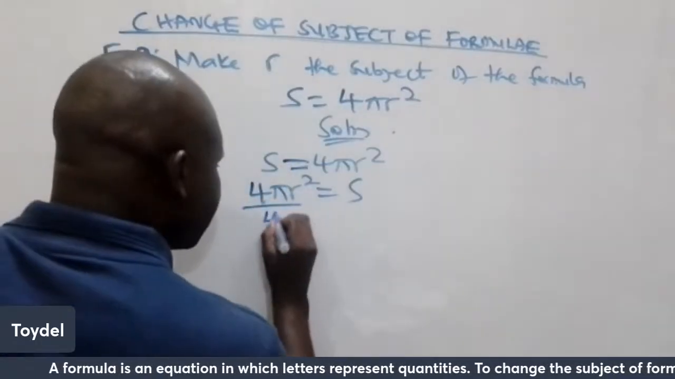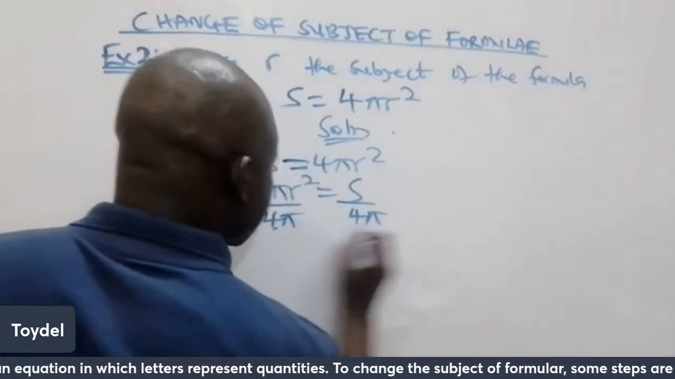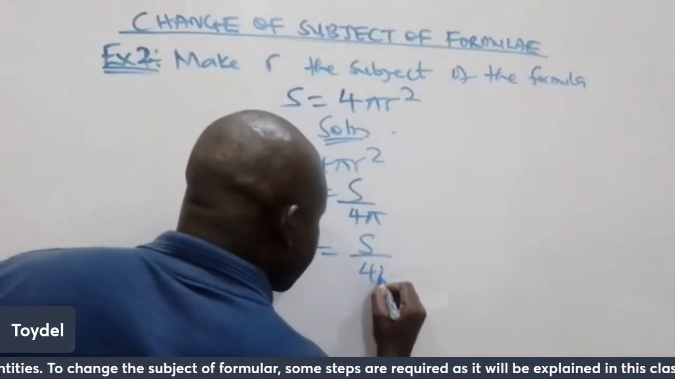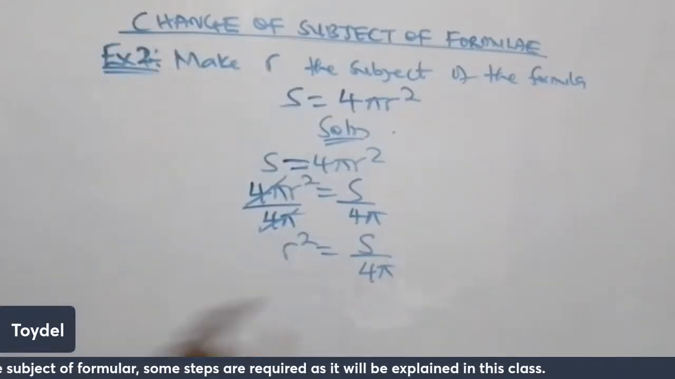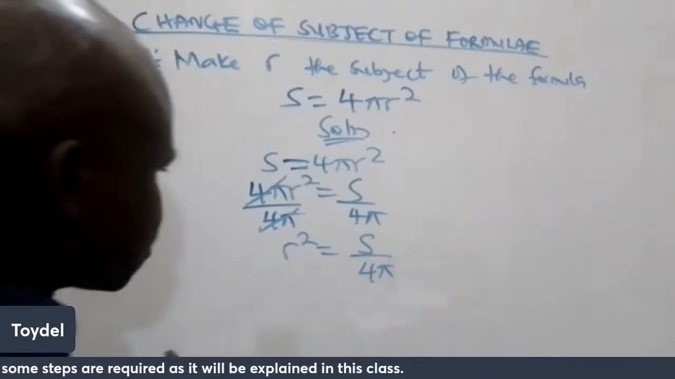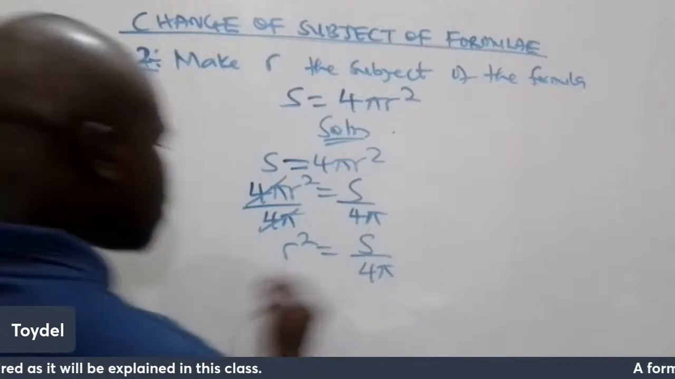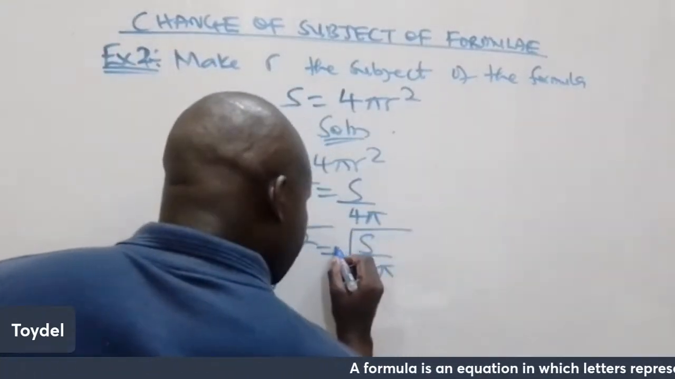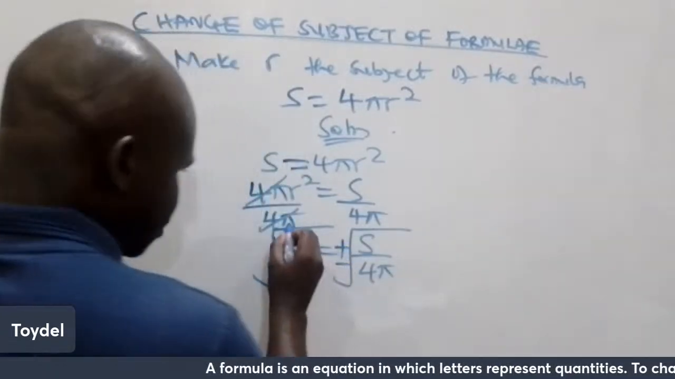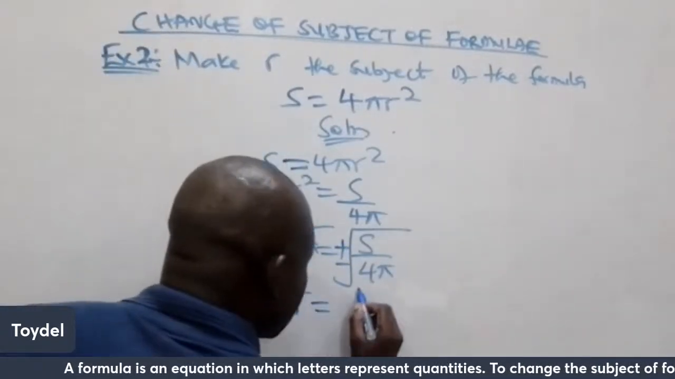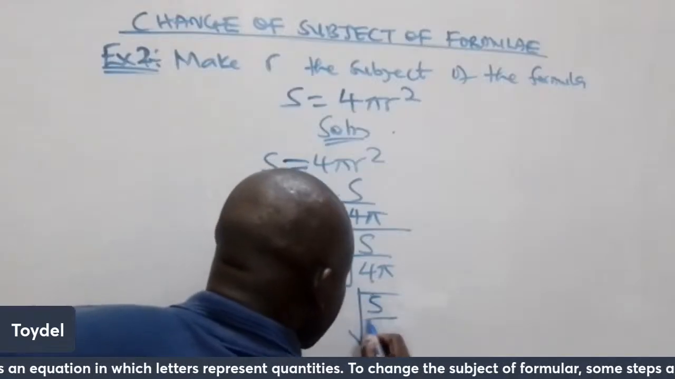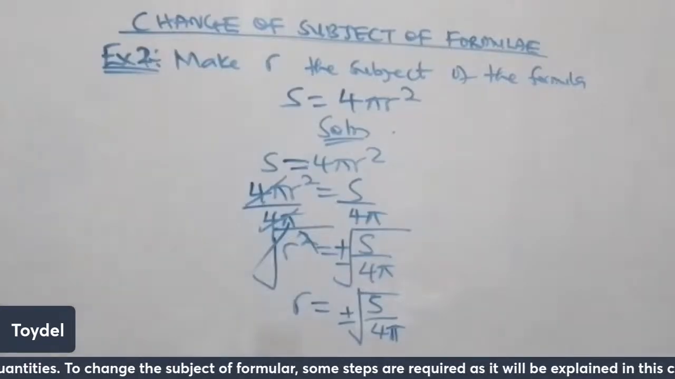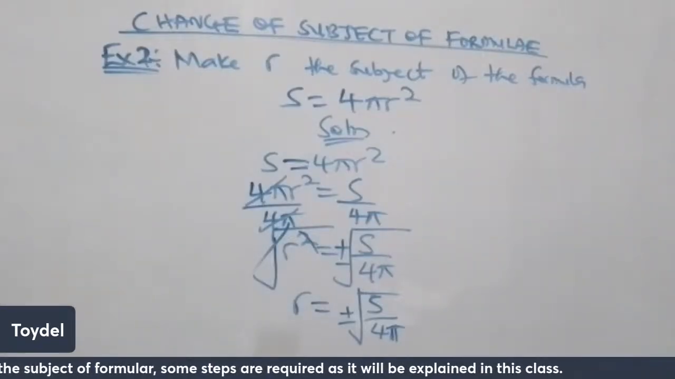Then I can divide both sides by 4 pi. We cancel 4 pi here, so I have r squared equal to X all over 4 pi. Since I have a square here, I can go ahead and take the square root of both sides. Once I take the square root of both sides, square root cancels square. And of course, in front of the square root, we normally have plus or minus. So I have r equal to the square root of X all over 4 pi, and there will be plus or minus in front of the square root.